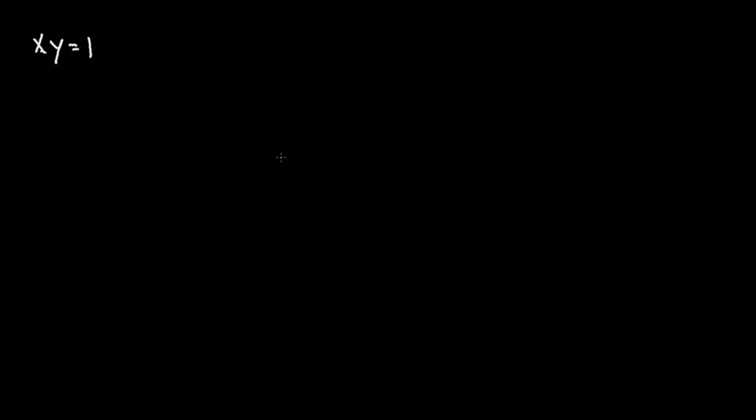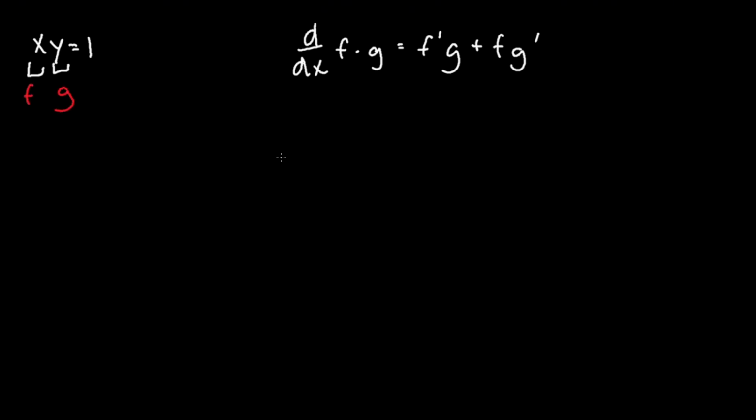All right, let's take the derivative of xy is equal to 1. So we have to use product rule. So what's product rule? Let's rewrite that. f times g is equal to f prime times g plus f times g prime. So in this case, there's two functions, x and y. And in this case, there's two functions with product rule, f and g. So x in this case is analogous to f, and y is analogous to g.